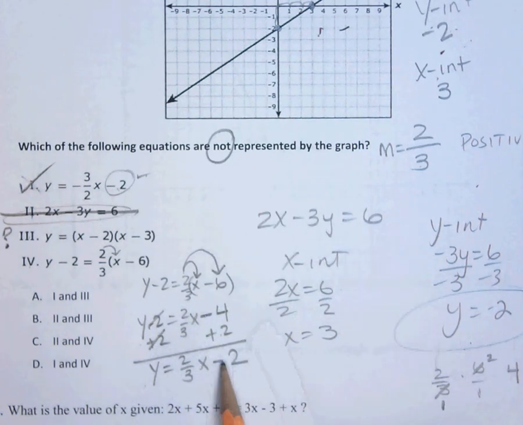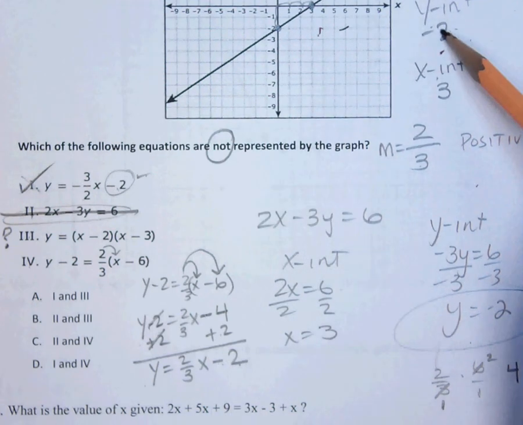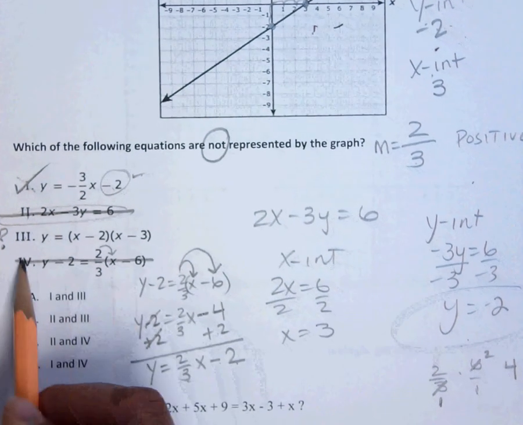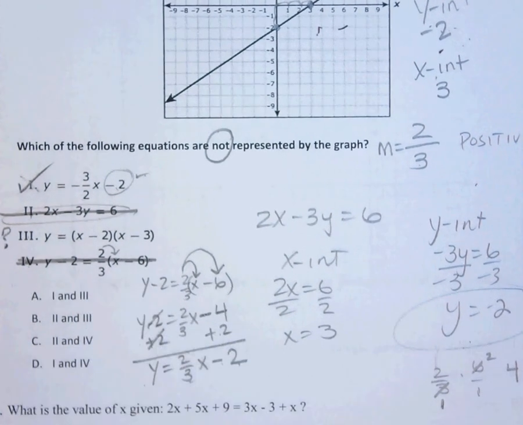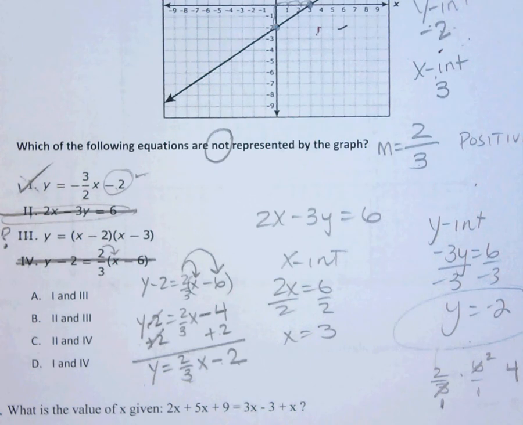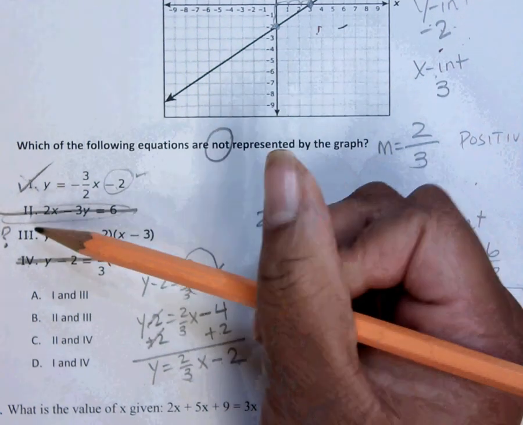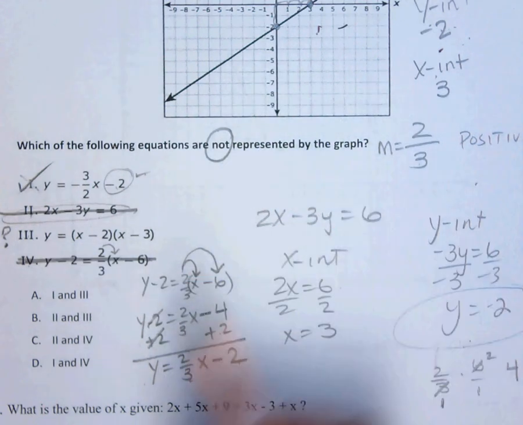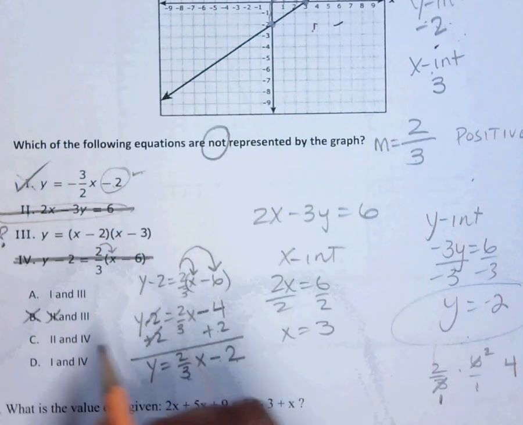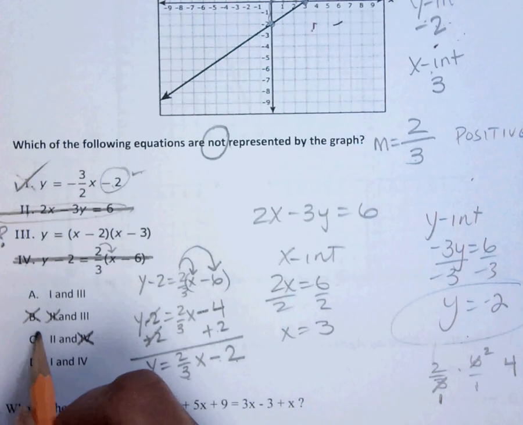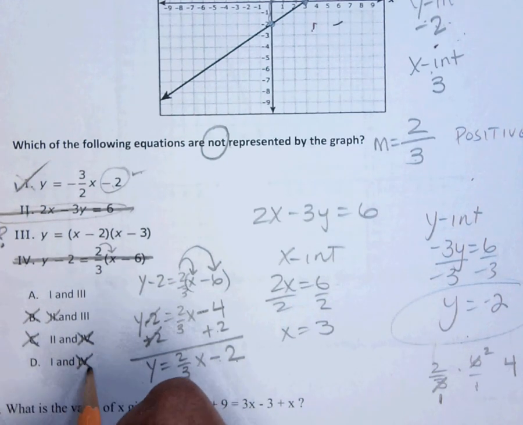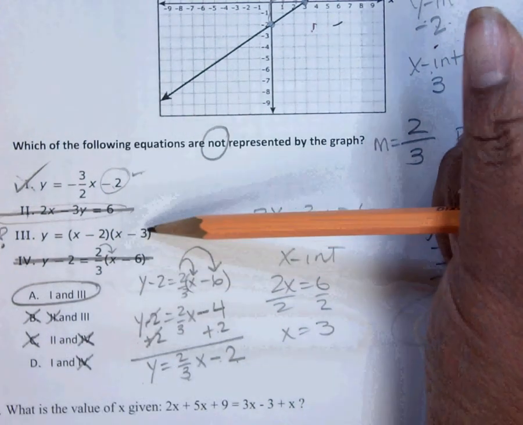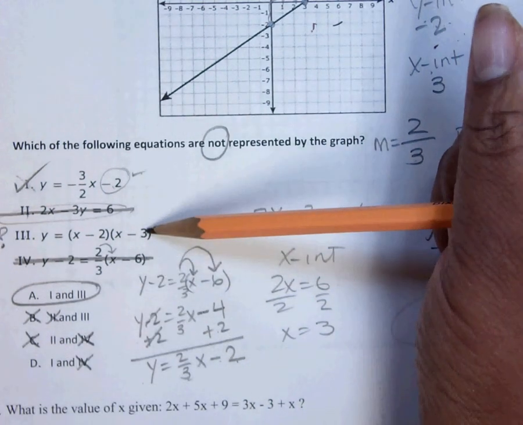So I have a y-intercept of negative 2 and a slope of 2 over 3. So this one here, it does represent that graph. So I know if the answer says 2 or 4 on it, it's not the answer to this question. That says 2, so it's not B. That says 4, so it's not C. That says 4, so it is not D. It has to be A, which means number 3 does not represent this graph.